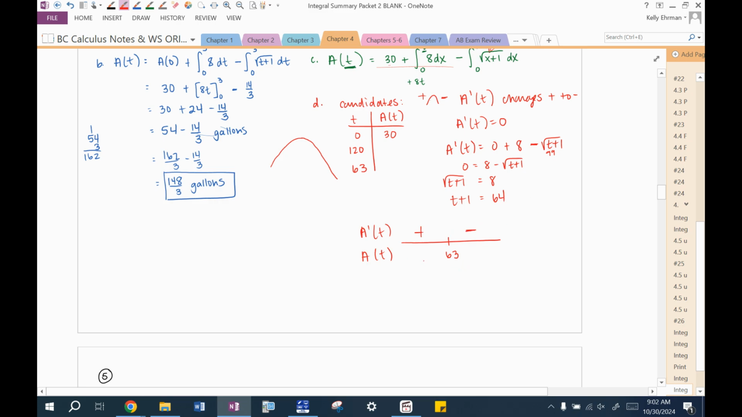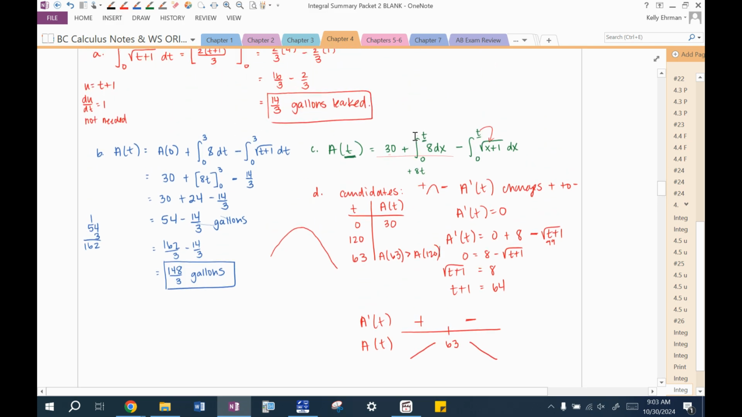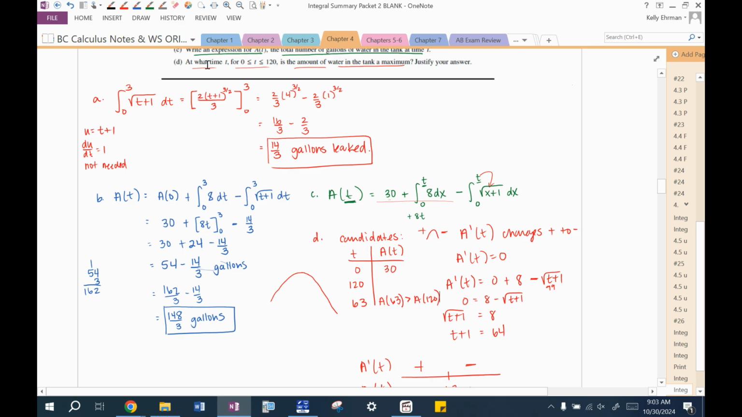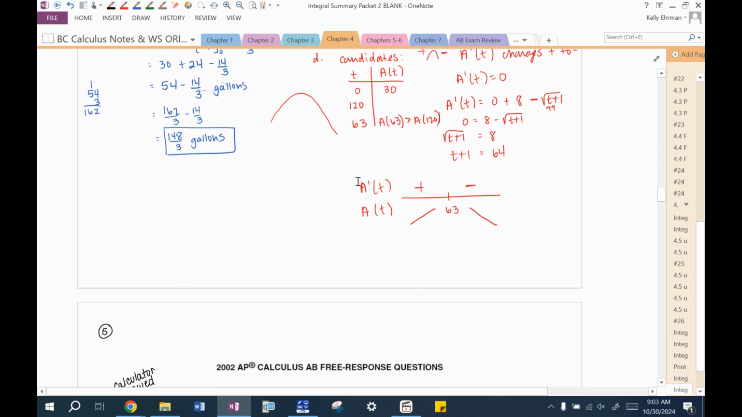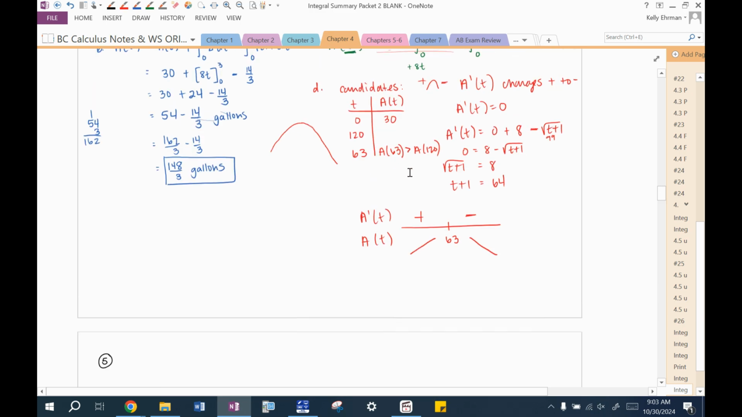So the A of t graph is increasing and then decreasing. So A of 63 definitely has to be larger than A of 120. It doesn't ask me to find those actual values, so it just says at what time. So I really don't think we should waste time or risk a mistake in calculating what those actual numbers are. So I am going to say, all right, I need to justify this, I'm sure.